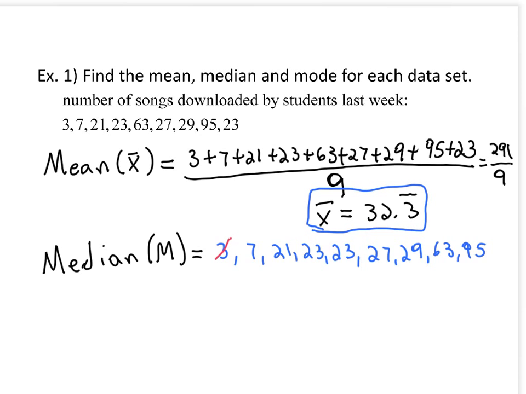You cancel the first one and the last one, the second one and the one before the last. You keep doing that until you get to the middle number. So in this case we have 23. So the median equals 23. Sometimes when you find the middle number, you actually have two middle numbers. If that happens, you just need to add the two numbers and divide by 2, and that's going to be your median.